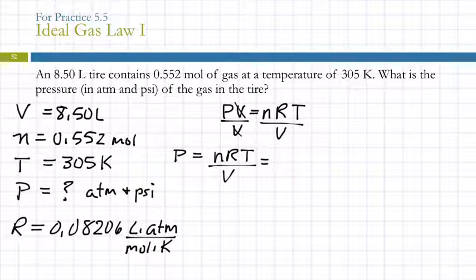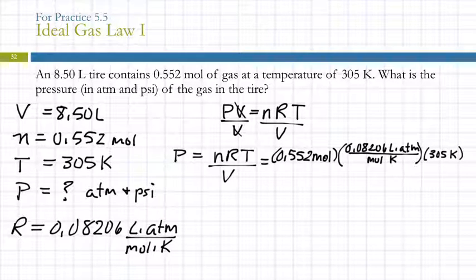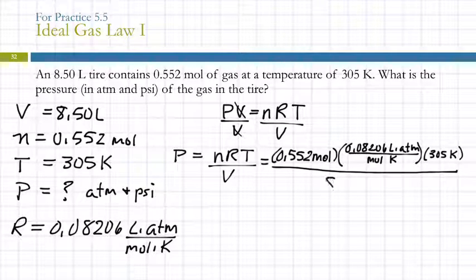So, n is 0.552 moles. And then R, stick the whole thing in here, 0.08206, all the units, liter atmospheres per mole Kelvin, times the temperature, 305 Kelvin, and all of that is divided by the volume, 8.50 liters. Before you bother doing the math, check the numbers. So moles cancel with moles, Kelvin cancels Kelvin, liter cancels liter, I'm left with atmospheres.